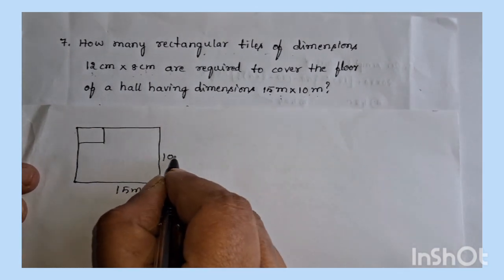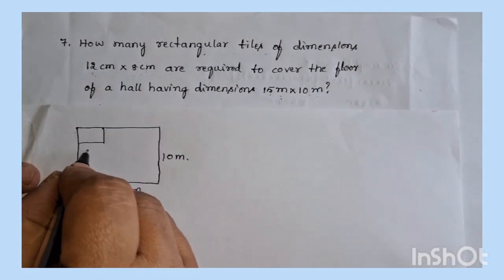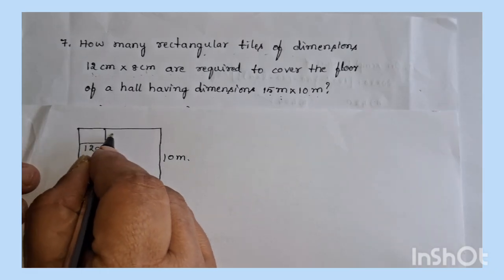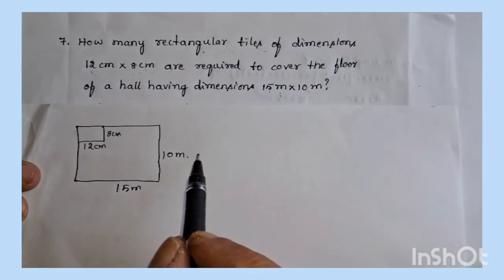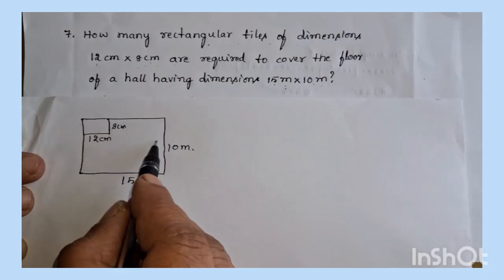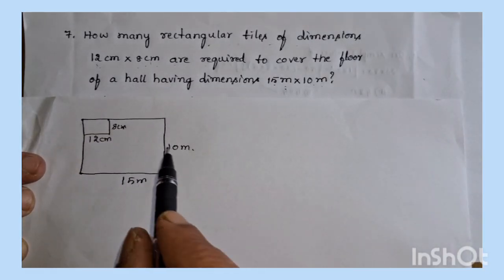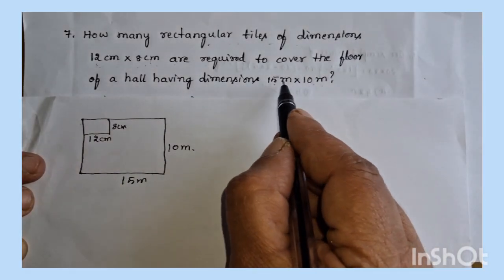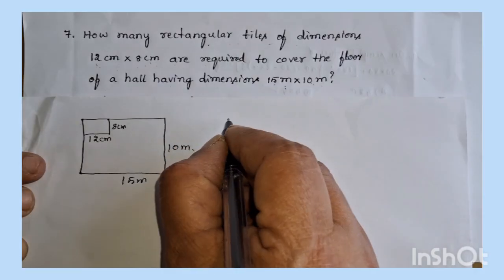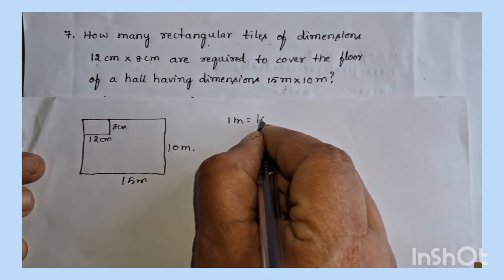Here we have a floor of a hall of rectangular shape of the dimension 15 meters and 10 meters. And the tiles of the dimension 12 centimeters and 8 centimeters must cover the whole floor. How many such tiles are required here? We have to calculate.